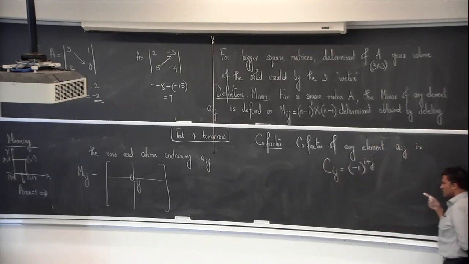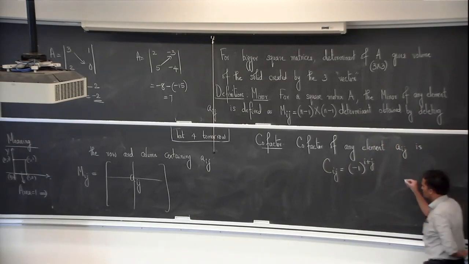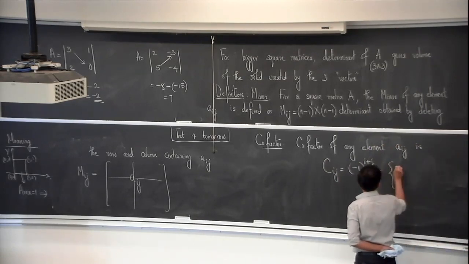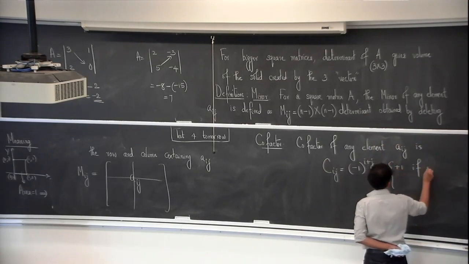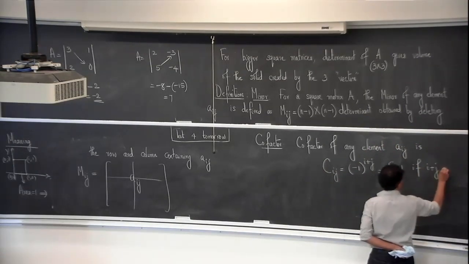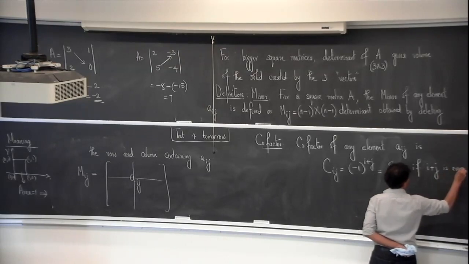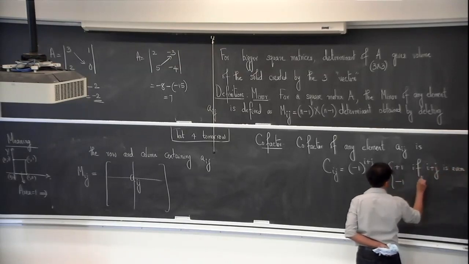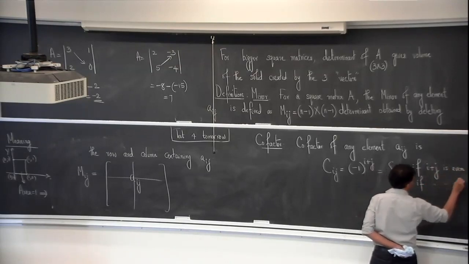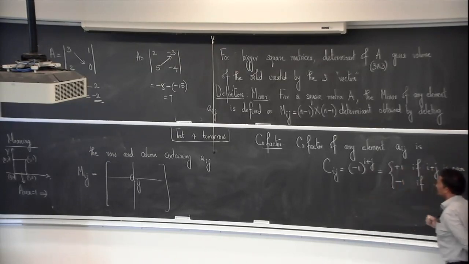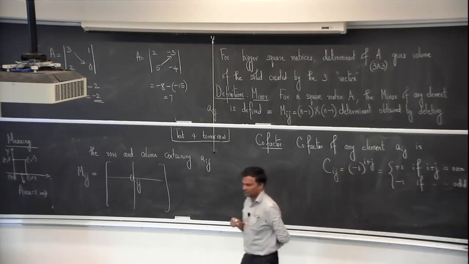Now, what does this do? Depending on the value of i plus j, this alternates the sign between positive and negative 1. So this is equal to +1 if i plus j is even, and it's equal to -1 if i plus j is odd. Once again, if you have done determinants, you probably know this alternating sign pattern, plus minus, plus minus. That pattern is created by this cofactor.